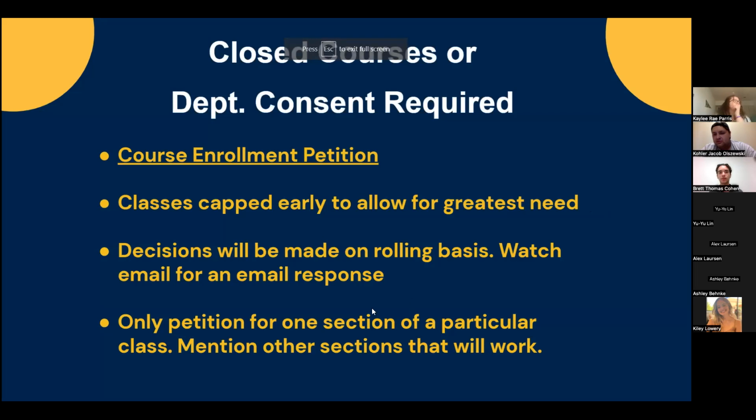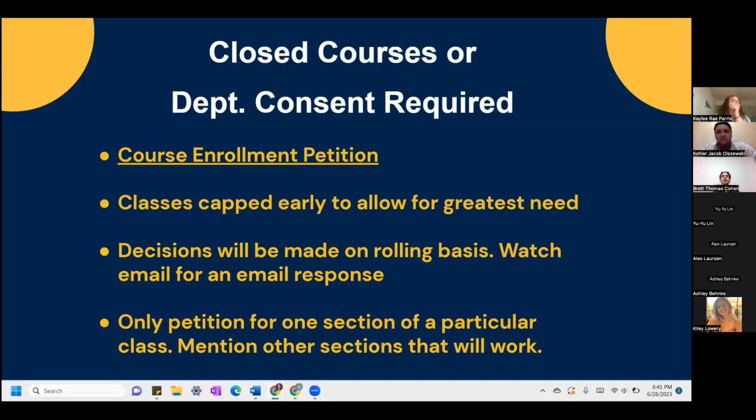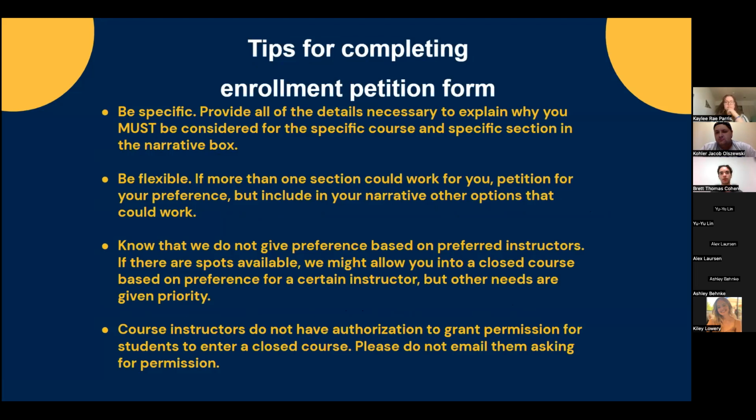So yeah, as Kohler was mentioning, if you run into an issue where a class is already closed or you need specific department consent, that's when you would access the course enrollment petition form. Here are just some of the reasons why you might be accessing this form. To walk through some tips on completing it, you'll definitely want to be specific. Provide all details necessary to explain why you must be considered for this specific course and specific section.